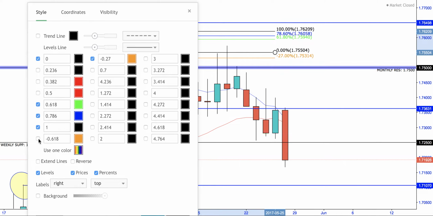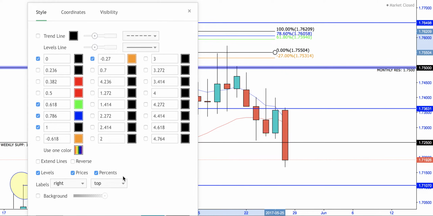Recently I've turned this one off. So I have 78.6, 61.8 on, and minus 0.27 on. Background off, levels, prices, percents, all on as well. Labels to the right hand side.